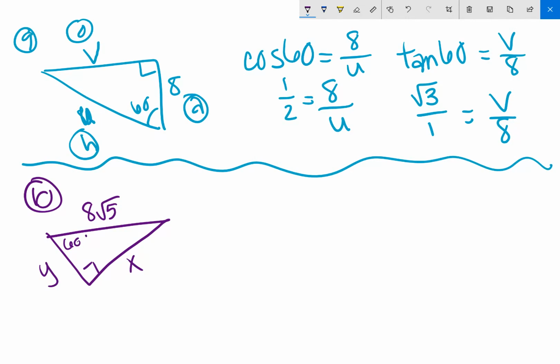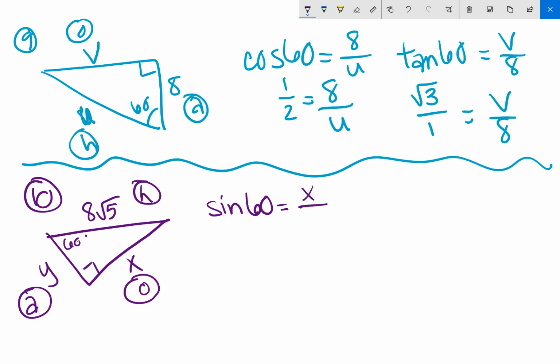So to do number 10, if I wanted to find X, which is my opposite, I would want to use sine. So I'd have sine of 60 equals opposite over hypotenuse. And then from there, you can go ahead, plug in the value for sine of 60 and then cross multiply. Now you got to look some of it up on your own.